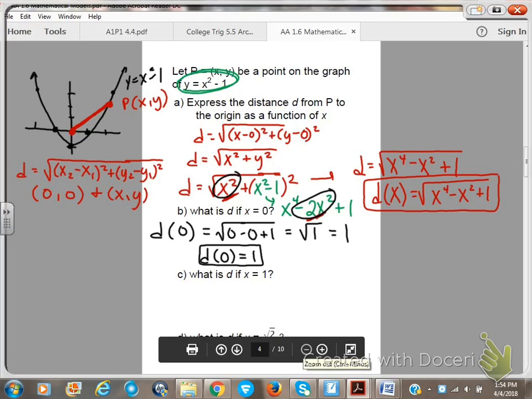All right, now on part C, what is d if x equals 1? Okay, so that's asking for d of 1. So if you plug that in, you have 1 to the 4th minus 1 squared plus 1.